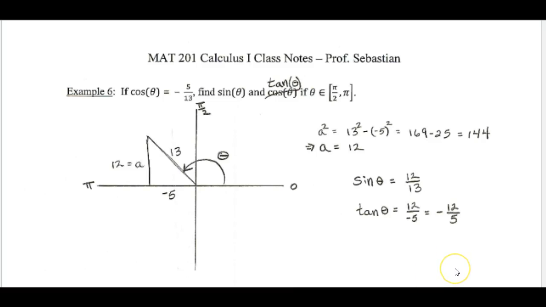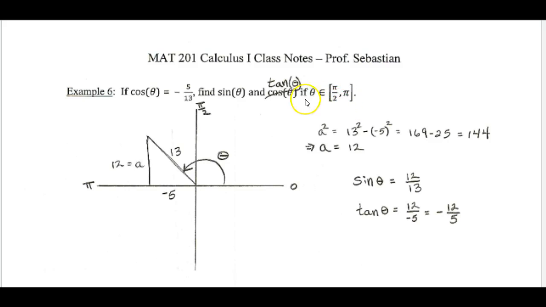Okay, we are still working in section 1.2, and right now we're working with trigonometric functions. We're going to go over example 6, which is on page 9 of the notes. So example 6 asks us the following: if the cosine of theta is equal to minus 5/13, find the sine of theta and the tangent of theta if theta is in the interval pi over 2 to pi.